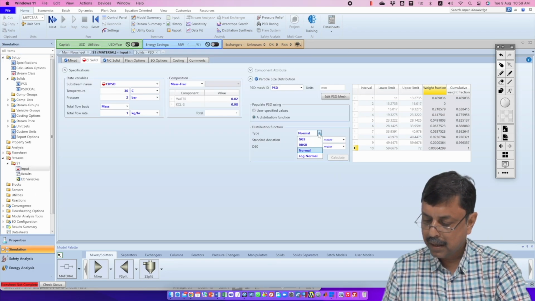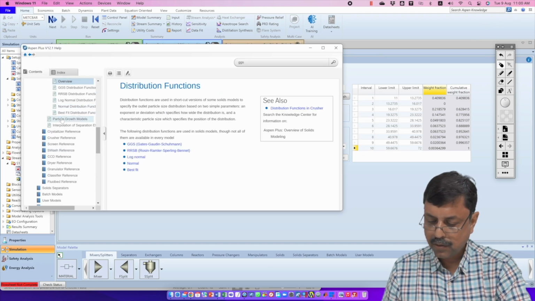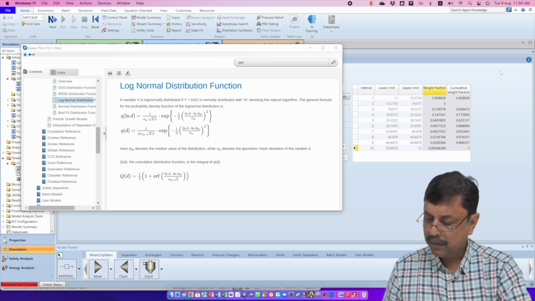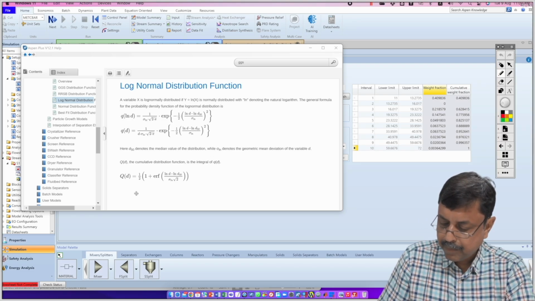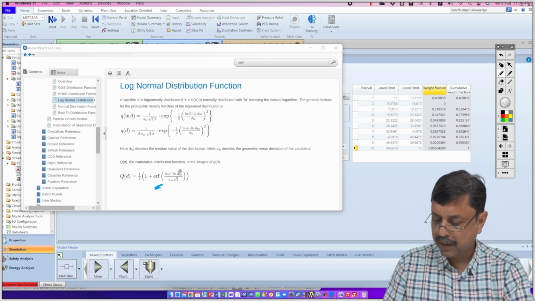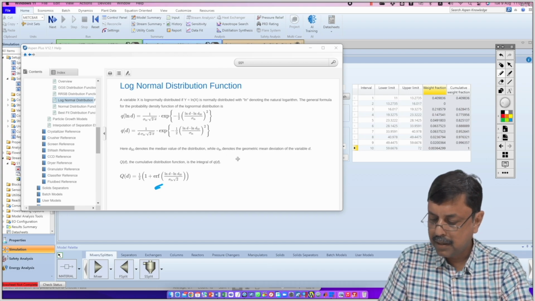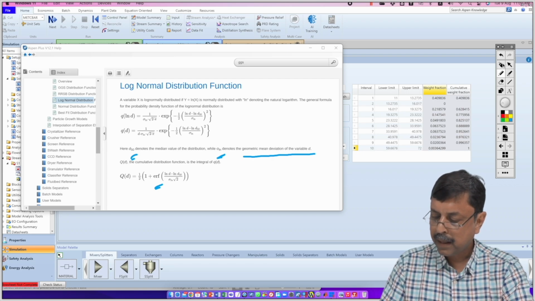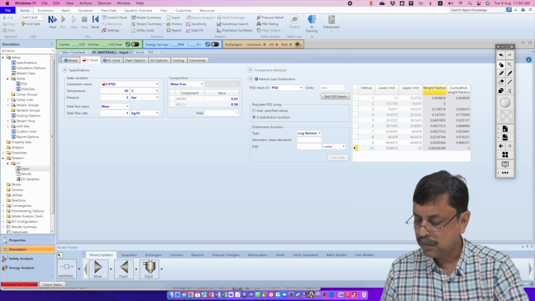And finally, you have the log normal distribution function. For that, you go to the log normal option. Here you will find, here also you have this error function, and here you have to use this DLN, which denotes the geometric mean deviation of the variable, and here also you find D50. Okay, now these two things you have to mention over here, geometric mean deviation and D50.